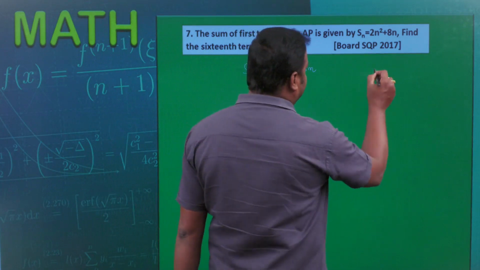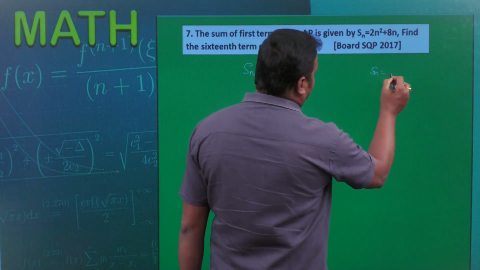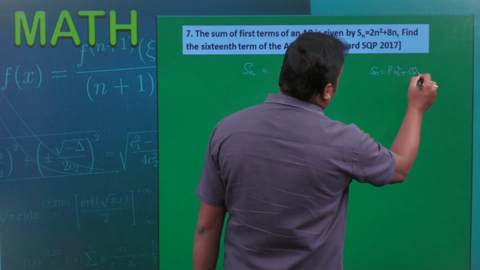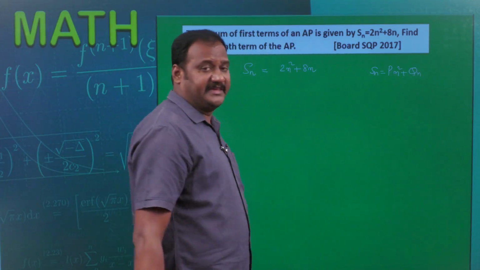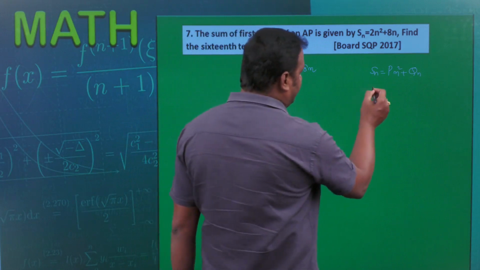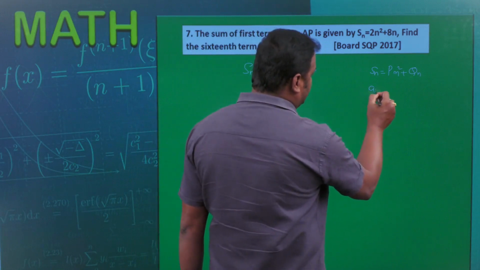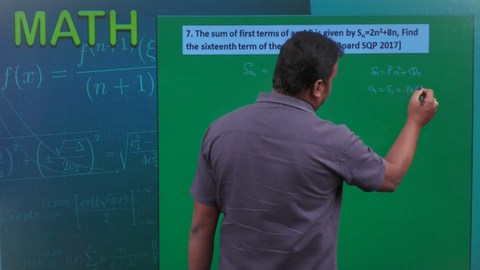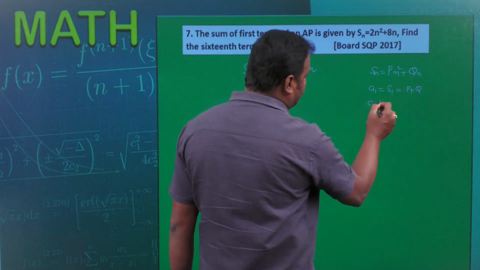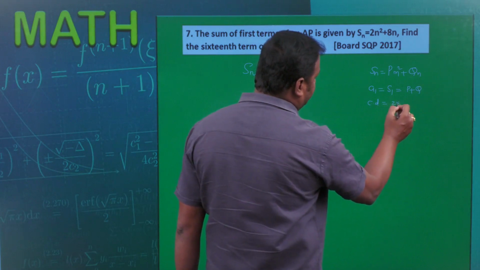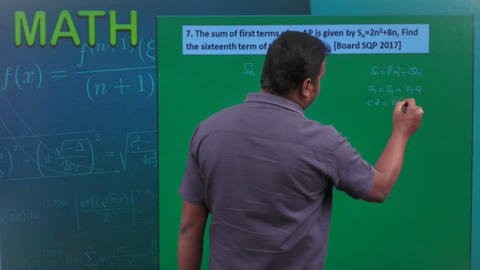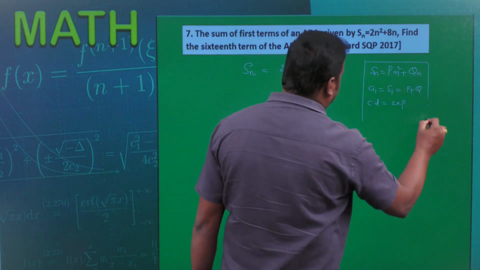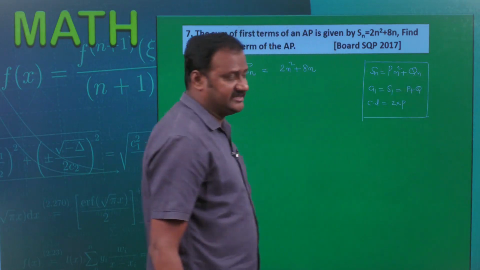That strategy is, when Sn is given in the form of Pn square plus Qn, if Sn is equal to Pn square plus Qn, then the first term is going to be S1, which is equal to P plus Q, and common difference is equal to twice the coefficient of n square. Coefficient of n square is equal to P. Please do remember this so that you can answer any problem easily.